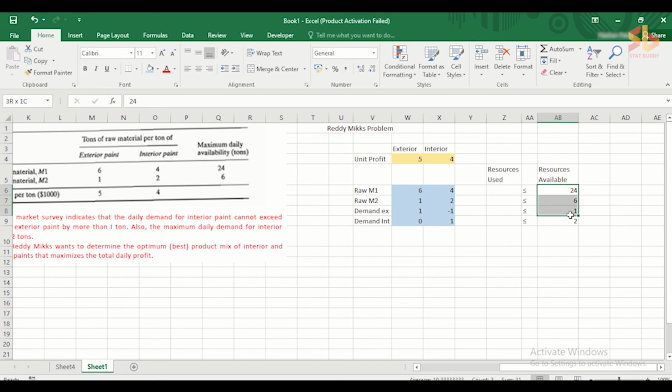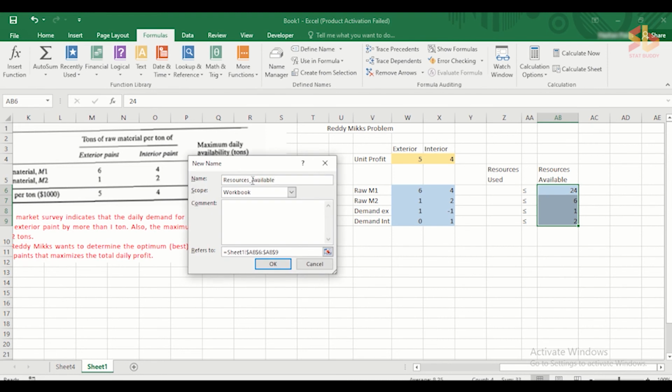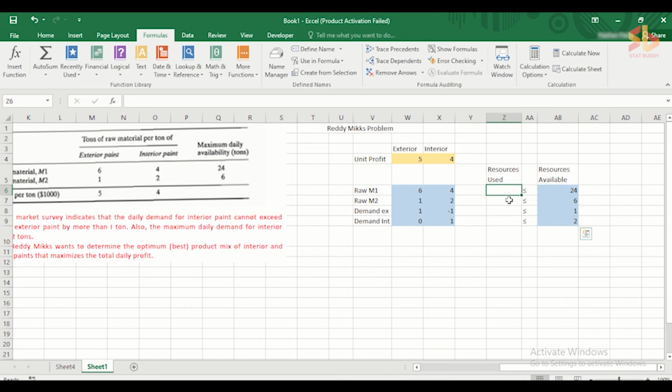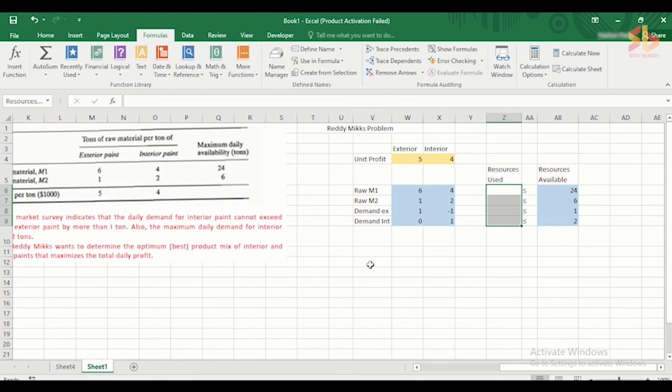I'm highlighting those cells with the same color, and at the same time I'm defining a name for that range as resource availability. I'm defining another name here, resource used. Actually, those cells are my calculation when I'm feeding data to the dialog boxes.